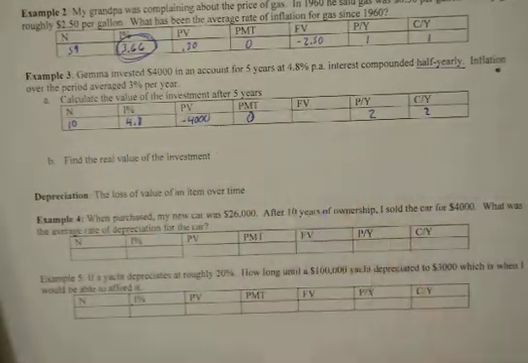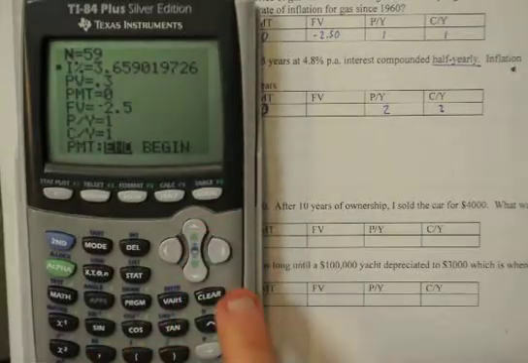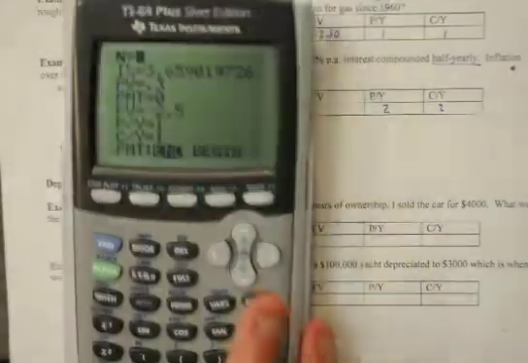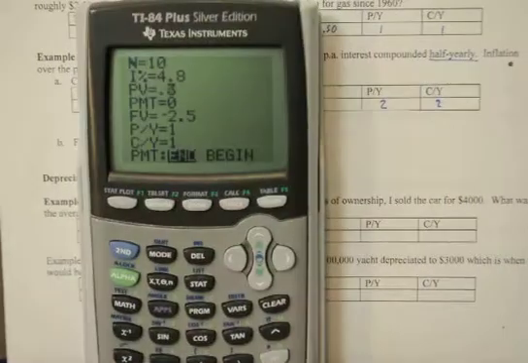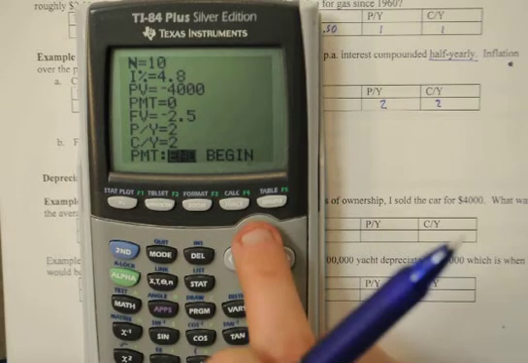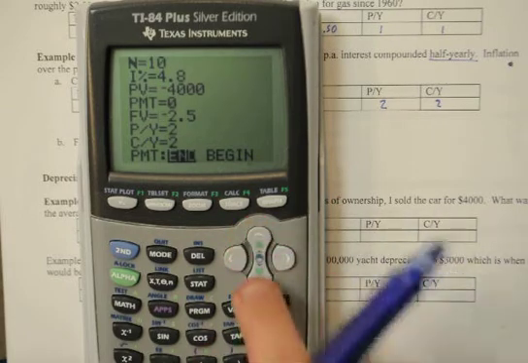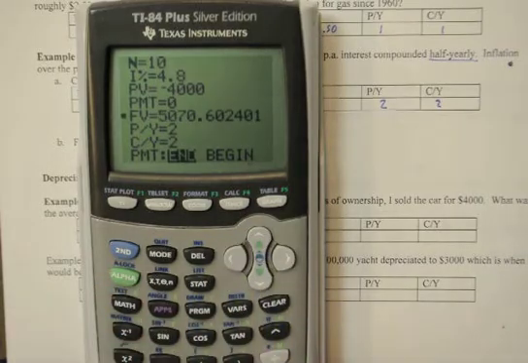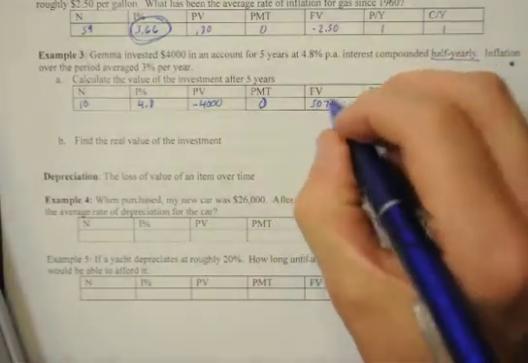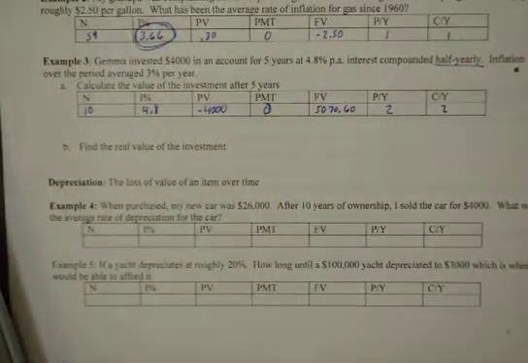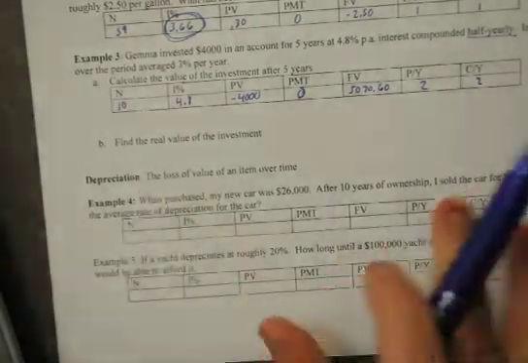The future value is what we're looking for, so let's go plug that in. That was 10, 4.8, negative 4,000, and that was twice a year. Future value. So your 4,000 turns into 5,070 and 60 cents.